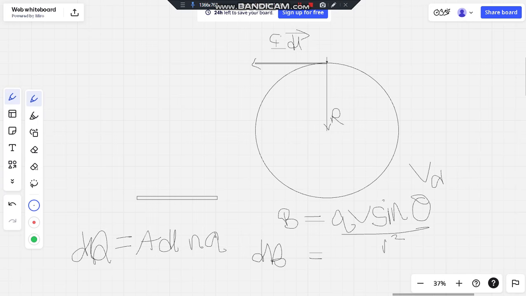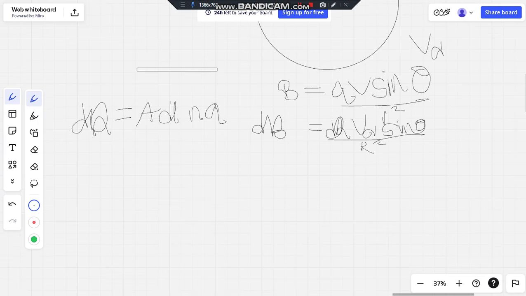Now using this formula for moving charges, dB due to this small section of wire will be equal to dq vd sine theta by r square, where r is the radius of the circular coil carrying current. Now dB is equal to A dl n q vd sine theta by r square.